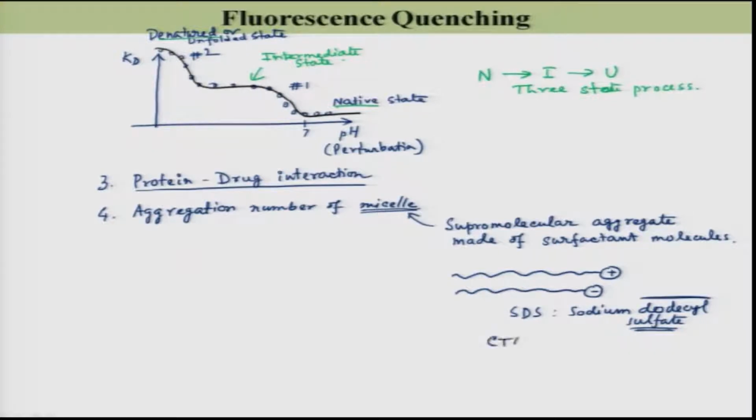Similarly, CTAB, cetyl trimethyl ammonium bromide. Here is my positive head group and here is the long chain. So this is a positively charged surfactant head group, this is the negatively charged, and so on.